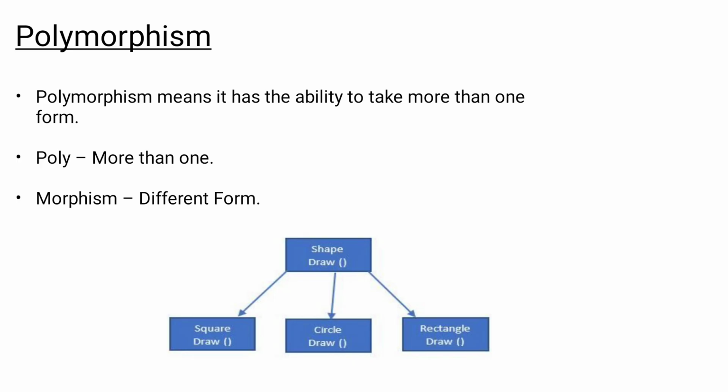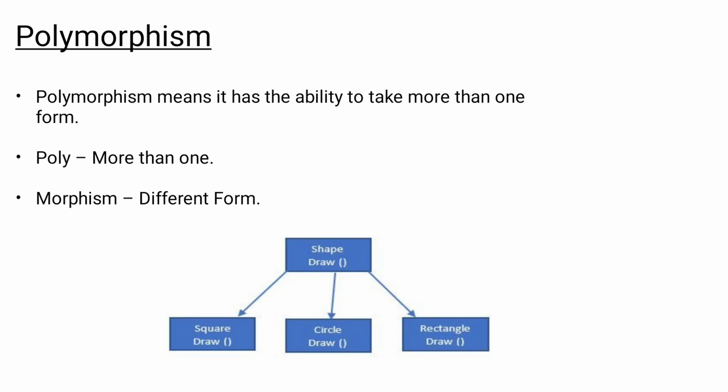Polymorphism. Polymorphism means the ability to take more than one form. Poly means more than one, and morphism means form. It is the ability of any data to be processed in more than one form.